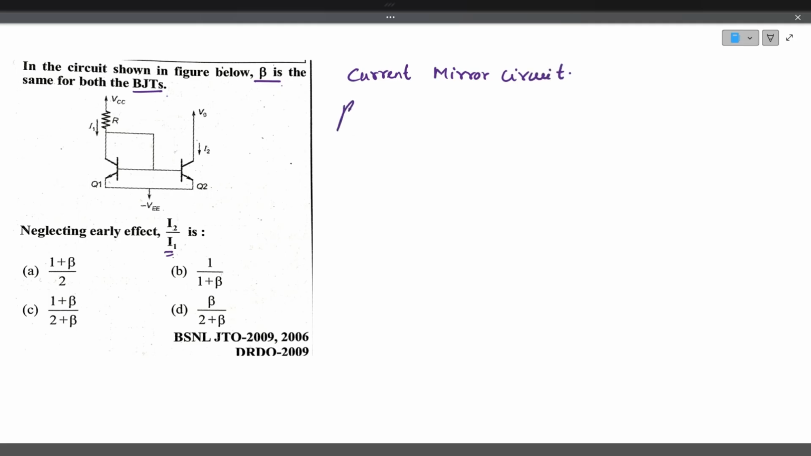So here beta 1 is equal to beta 2 is equal to beta. For both transistors, beta will be the same. Similarly, the VBE1 for transistor 1 and VBE2 for transistor 2 will be the same, that is equal to VBE. Both will be the same. So if you analyze carefully, here the current flows and here the current splits.